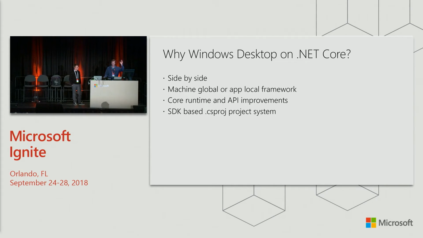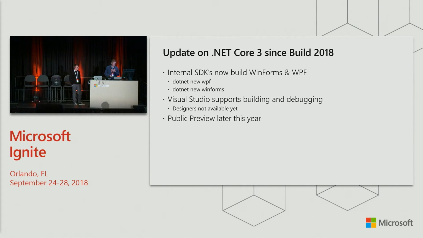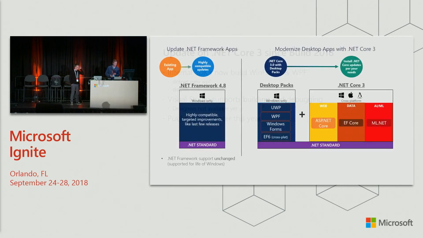We did announce .NET Core 3 at Build 2018. An update since then is that they've built internal SDKs to support WinForms and WPF. Visual Studio support has been added for at least building and debugging. Designers are not there yet, and we're still working with the team on getting a preview out. One clarification: .NET Framework 4.8 is still going to be there. When it's available, you can update your applications and get highly compatible functionality for the .NET Framework.